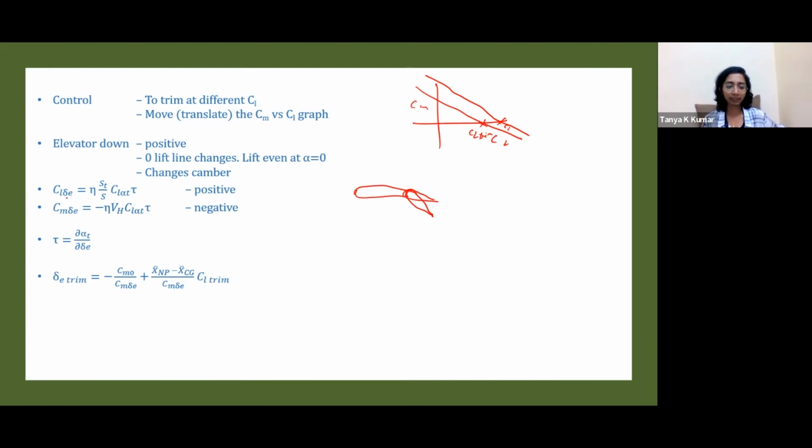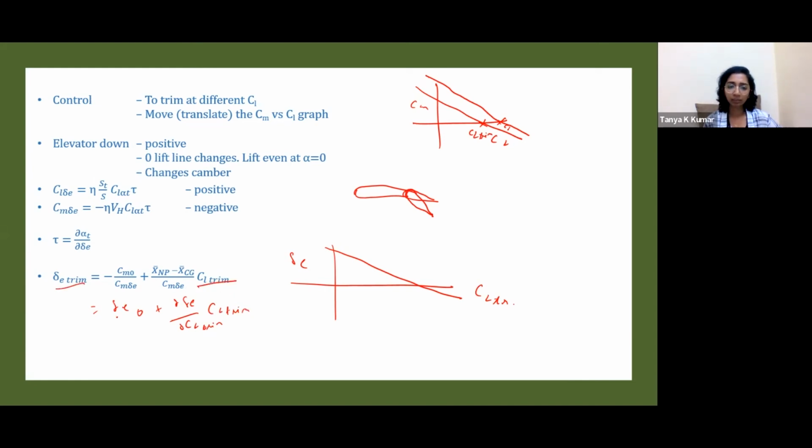Then we saw the two parameters Cl delta E and Cm delta E. We saw their signs. Cm delta E is negative. Then we saw the control surface effectiveness parameter tau, dou alpha T by dou delta E. This also comes into play. A similar term comes for the other control surfaces. Then we saw the delta E trim, the delta E required to trim the aircraft at the new Cl trim. Again, you will have this kind of graph, delta E versus Cl trim. So you have delta E naught plus dou delta E on dou Cl trim into Cl trim. This is the delta E required to trim the aircraft at a given Cl trim.